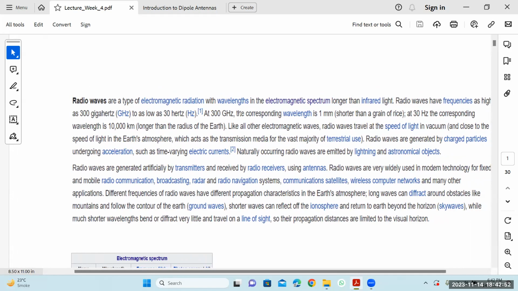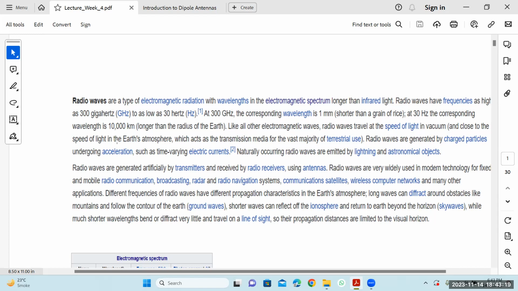So at 300 gigahertz, the corresponding wavelength is 1 millimeter. As you note, frequency and wavelength are inversely related to each other. At 30 hertz, the corresponding wavelength is 10,000 kilometers. Like all other electromagnetic waves, radio waves travel at the speed of light in vacuum.